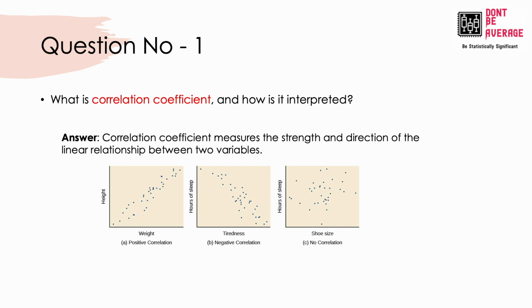Now if tiredness increases, which kind of implies that you've got less hours of sleep, that gives us a scatter plot like this, and a scatter plot like this also indicates negative correlation. Now in this case, there is no prominent pattern between the variables hours of sleep and shoe size. A scatter plot like this actually implies that there is no correlation as well.